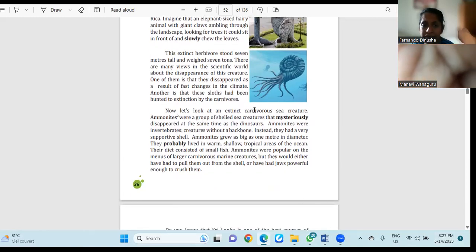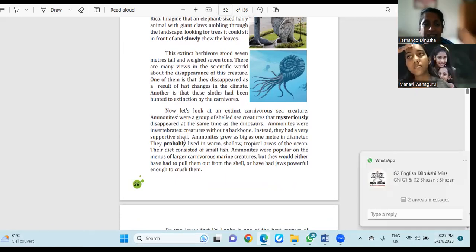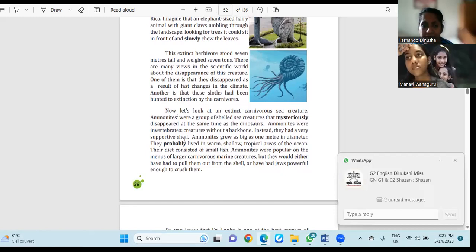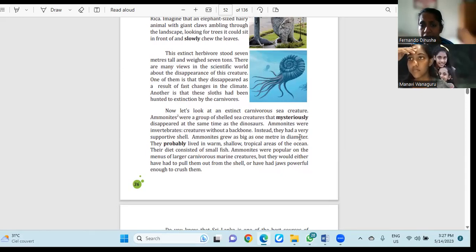Now let's look at the extinct carnivorous sea creature. Ammonites were a group of shelled sea creatures that mysteriously disappeared at the same time as the dinosaurs. Ammonites were invertebrates, creatures without a backbone. Invertebrates means the animals who don't have backbones. Instead, they had a very supportive shell. Even though they don't have backbones, they have a supportive shell. Ammonites grew as big as 1 meter in diameter.